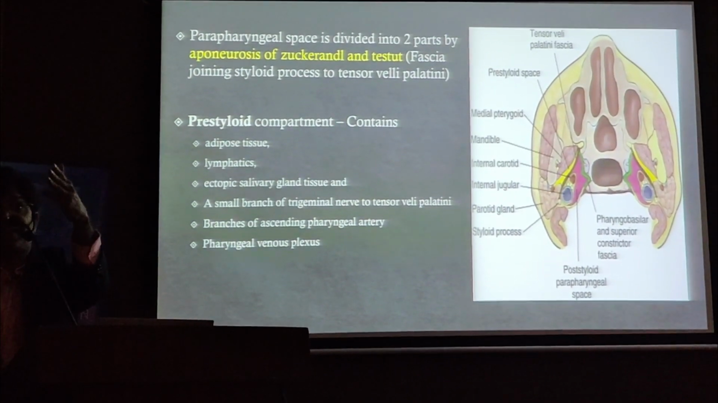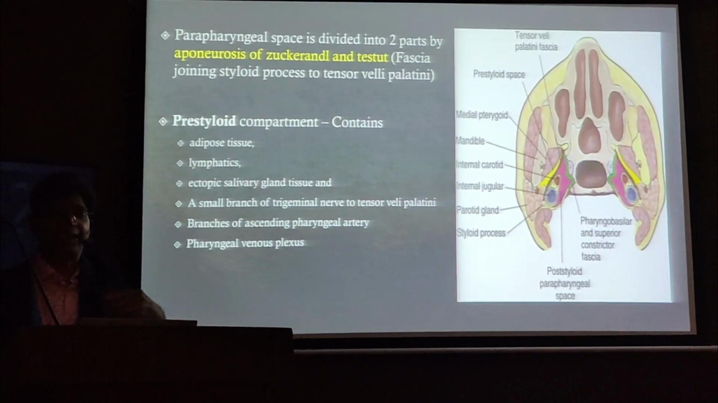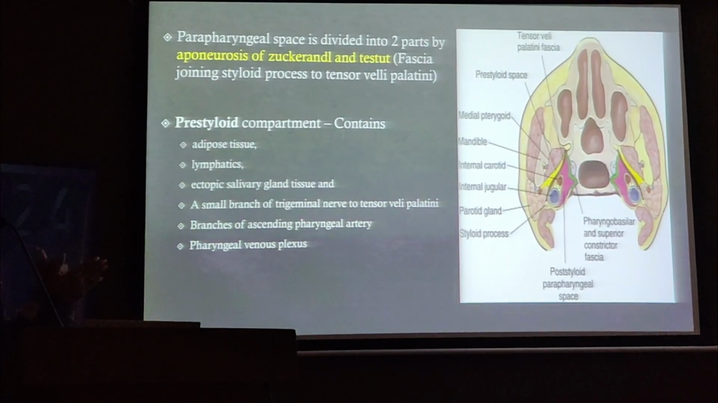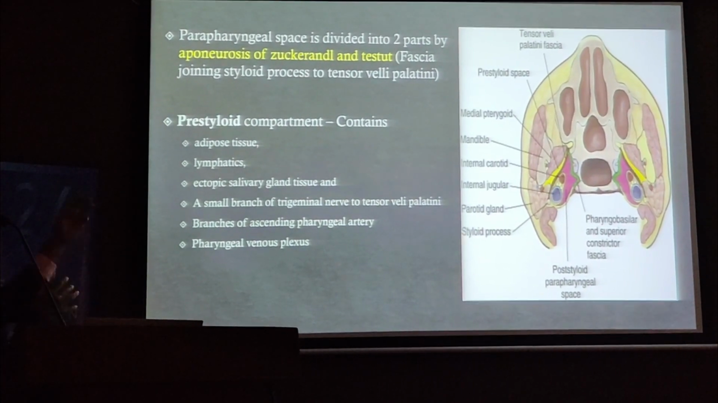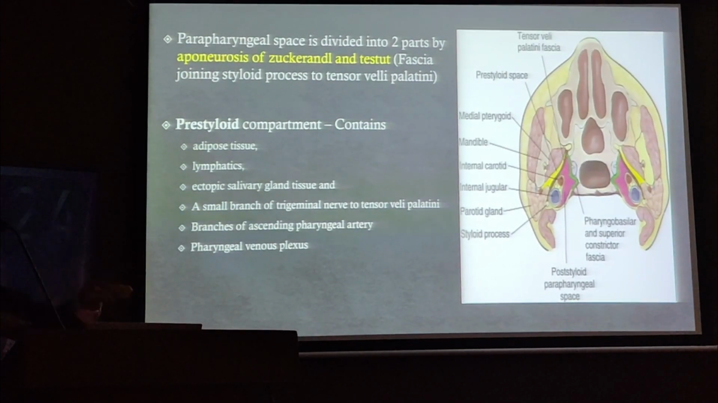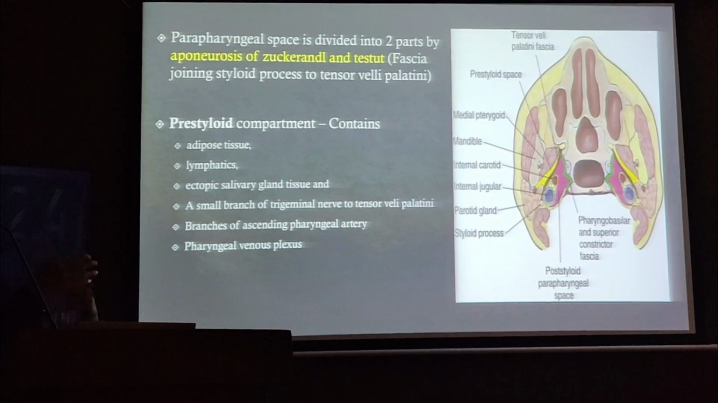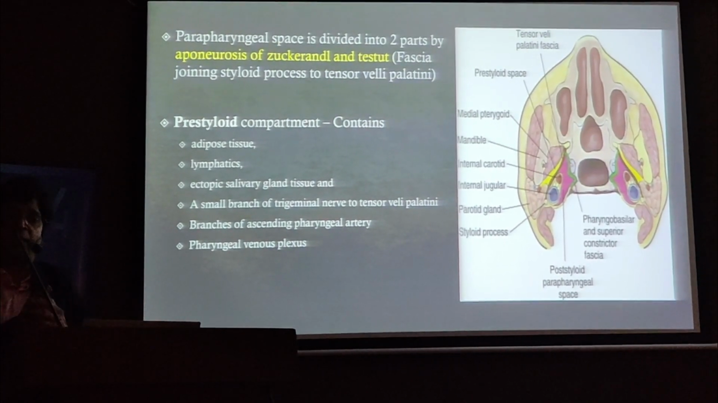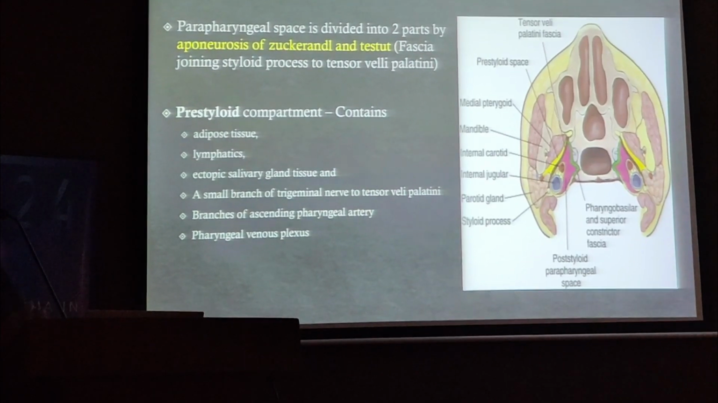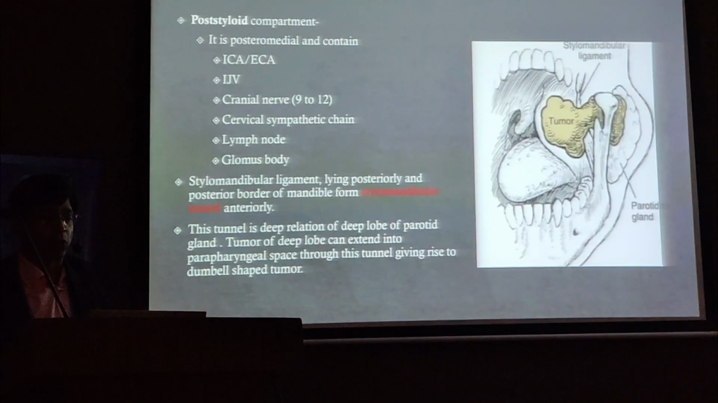Radiologists per se take parapharyngeal tumor as the pre-styloid, but for us, it's divided by the styloid process and aponeurosis of the tensor veli palatini, which forms a floor there, making it a pre-styloid and a post-styloid. A pre-styloid one is a non-vascular tumor, that is a muscular space. The post-styloid one has got the carotid sheath and all those nerves and vessels along.